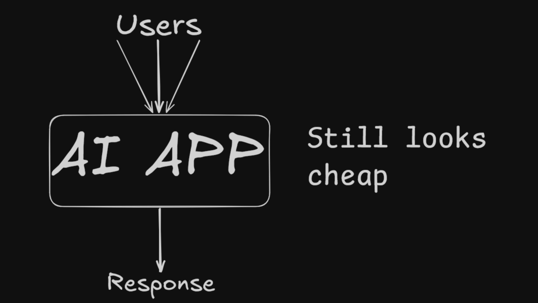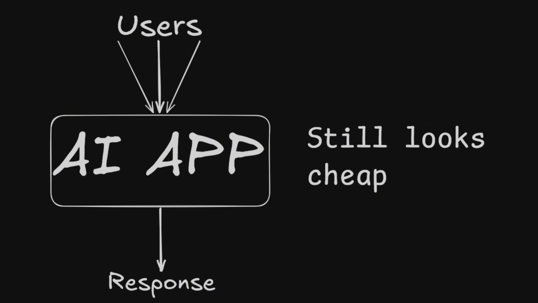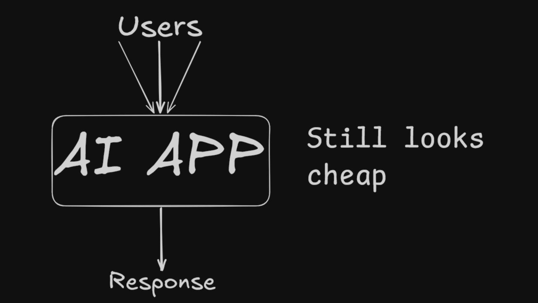Every user sends a request into the system. The application generates a response. Behind that response, the model runs inference. Inference requires compute, and compute is metered. Each request adds a small charge to the bill. At this stage, the numbers look harmless.